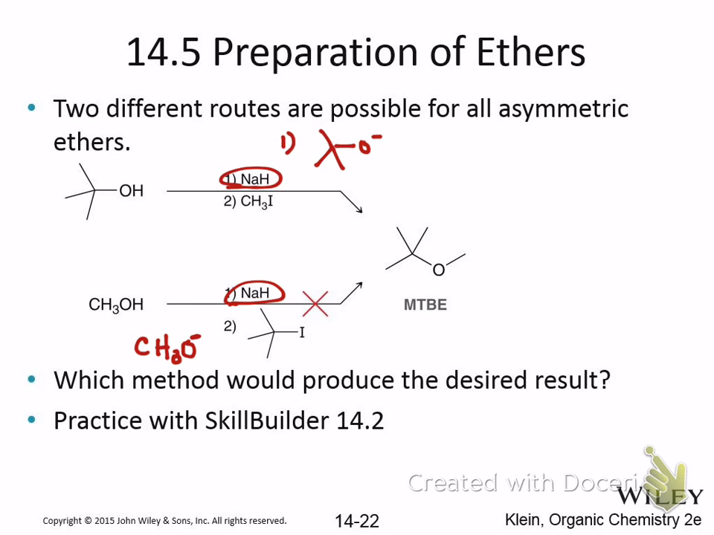Why doesn't the one at the bottom work? Too sterically hindered. Can't do SN2. It's a tertiary alkyl halide. You get elimination. So too sterically hindered for an SN2. So from this reaction, you end up getting this isobutene. On the top one, that'll work because that's a methyl. Remember, methyl or primary alkyl halides are what you do this with. So they'll give you a good yield of MTBE.